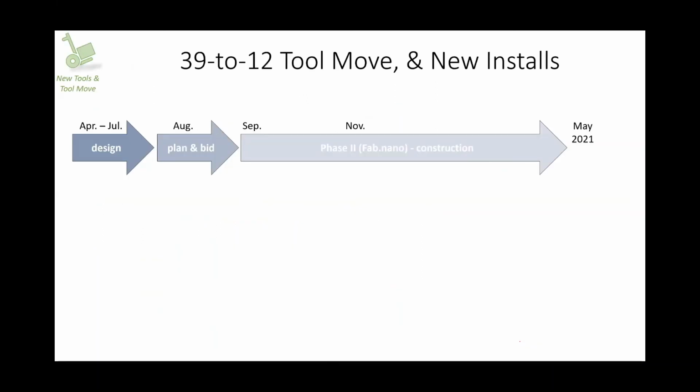The last thing I want to dive into now is a set of slides on the tool move and new tools. Just to give you an overview, because I think last time we had some questions about the phase 2 tool move, and I'm not going to say phase 2 because there's too many phase 2s all over the place. So, the building 39 to 12 tool move this fall, plus any potential new tool installs. Typically what we did in the spring here was a design phase. We're now planning and bidding, and hopefully in September we do the construction that will last until May.